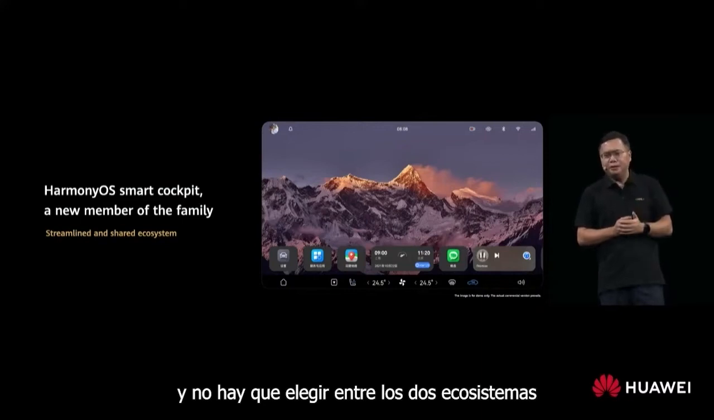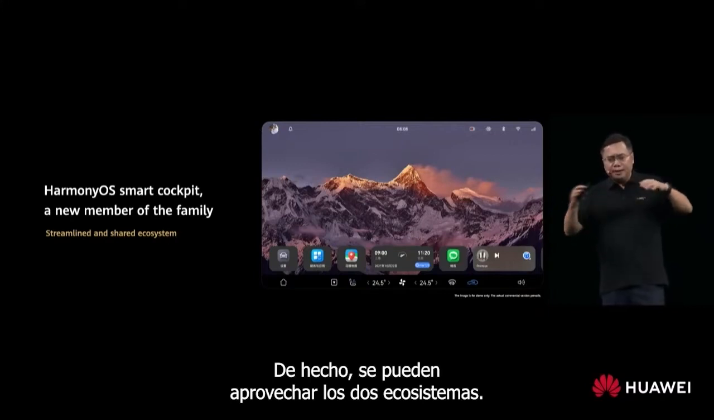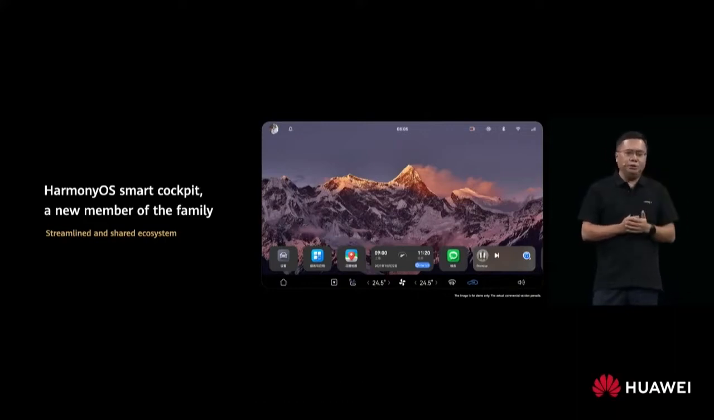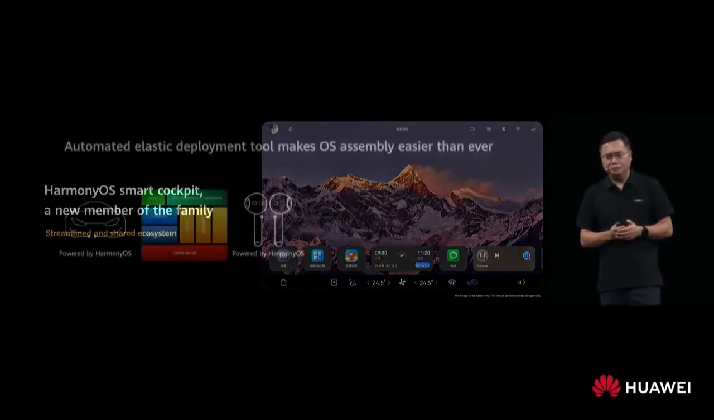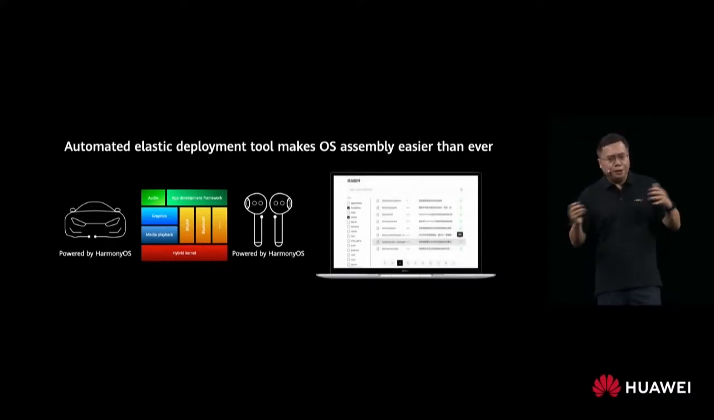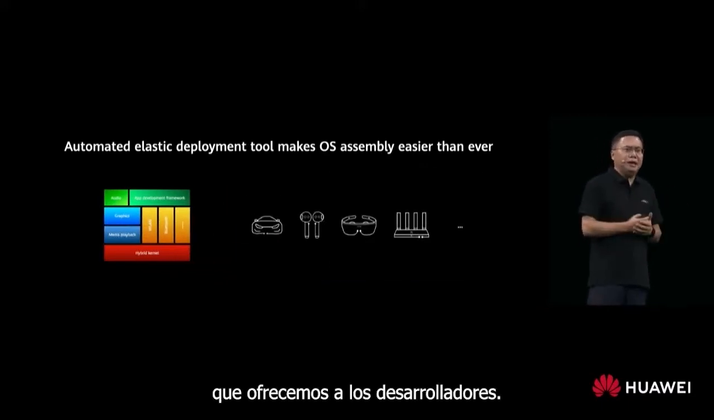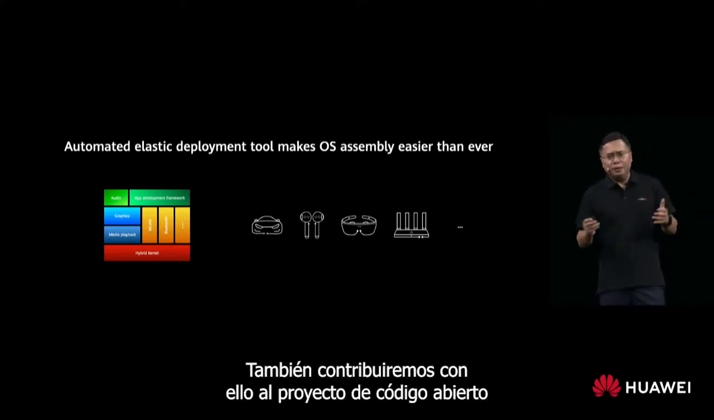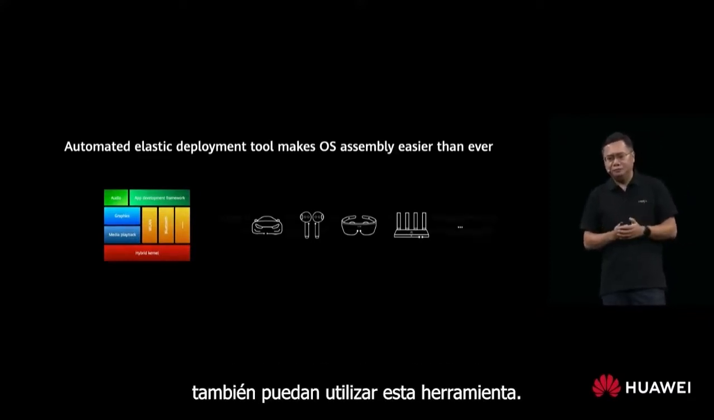And you do not need to choose between the 2 ecosystems. You can actually tap into the 2 ecosystems. This way, developers can enjoy more opportunities in a bigger market. So this is the automated elastic deployment tool we offer to developers. We will also contribute this to the open source project so that non-Huawei devices can also use this tool.